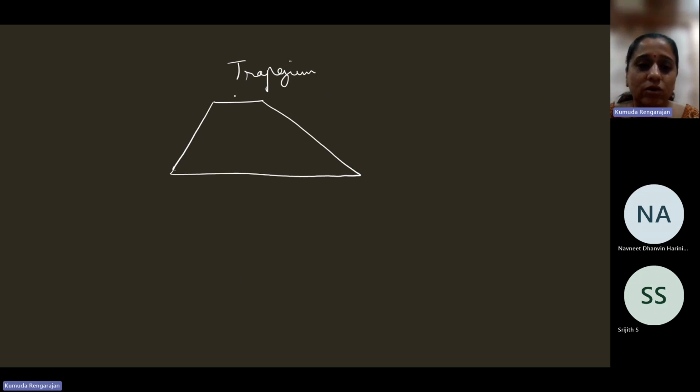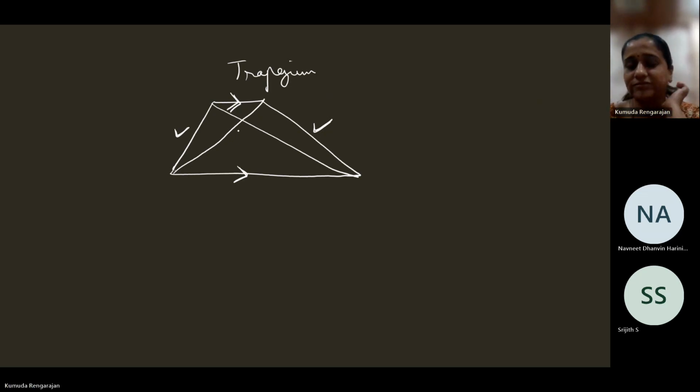In a trapezium, one pair of opposite sides are parallel. The other pair, they are not parallel. One pair of opposite sides parallel, these are not parallel. All right. In a trapezium, the diagonals are not equal. I have the diagrams. Let me just show you like that.